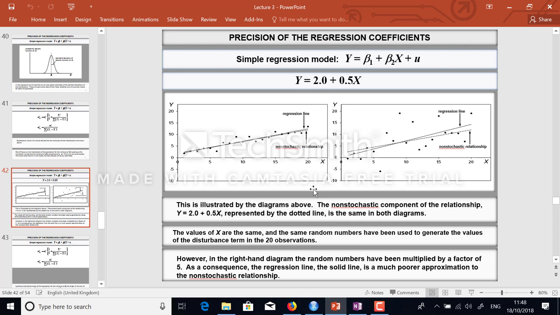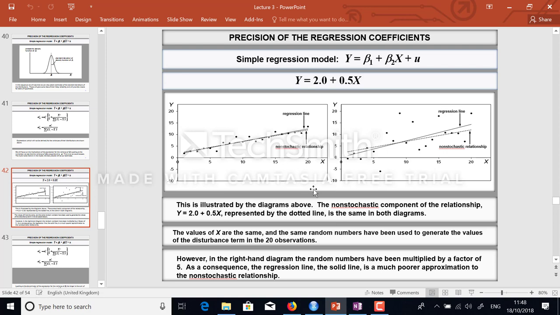Here it's slightly different. For some reason they wanted to show you. This is from the book. Put them together so that they are more meaningful. But I think you see this point here, the dotted points. Dotted points are the non-stochastic part. This is like a straight line. We add the u to make it stochastic. So dotted points are just the linear part.